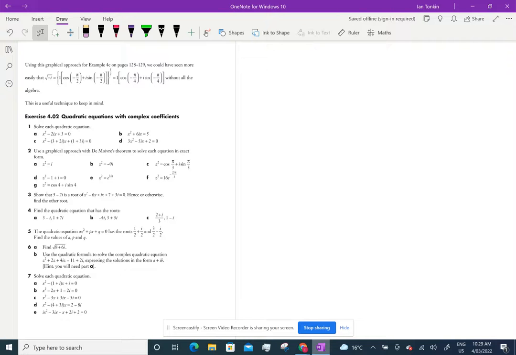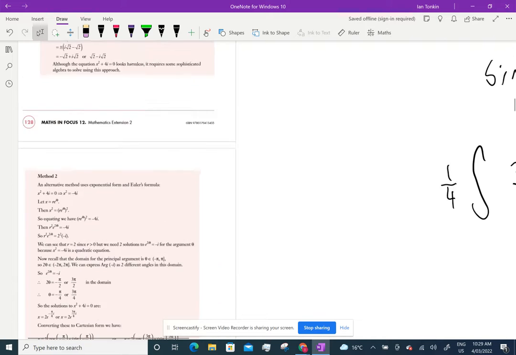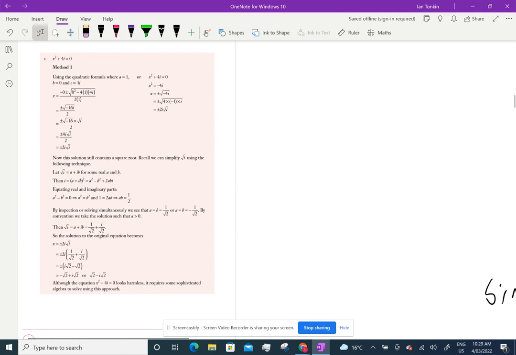Okay, Year 12, I'm going to go over quadratic equations with complex coefficients. We've already done this, but it's good to cover it again and remind ourselves of how to do it, but also we're going to learn another two methods for doing these. So the Grove goes through two methods for doing these.